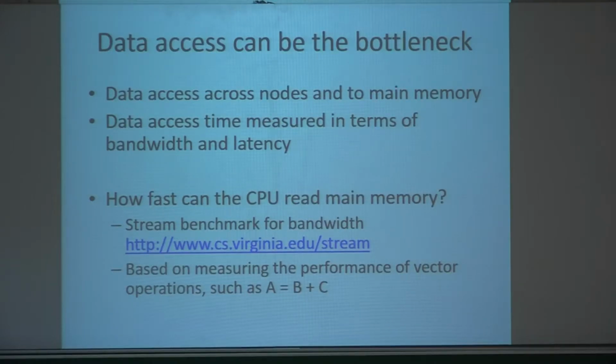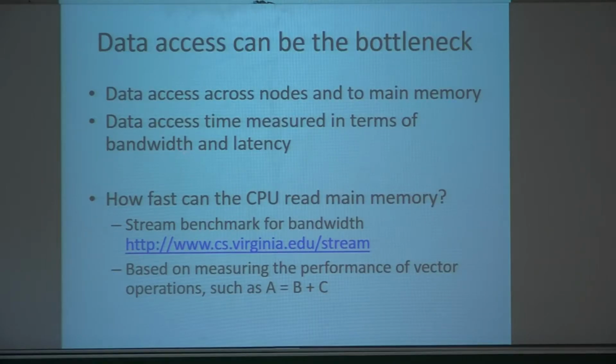It could be the bottleneck because the ratio of communication to computation is quite large in these types of computations compared to other types of computations. So when we're talking about data access, we're talking about data access across the nodes or between the nodes, and also to main memory. In other words, from CPU all the way to main memory, traversing various levels of cache. And data access can be measured in terms of bandwidth and latency. And actually, it's a combination of bandwidth and latency.